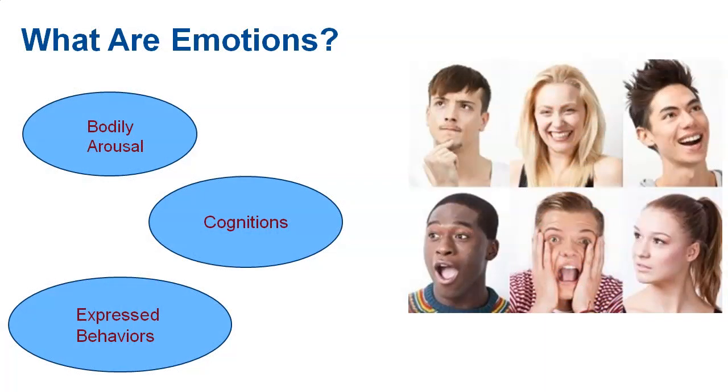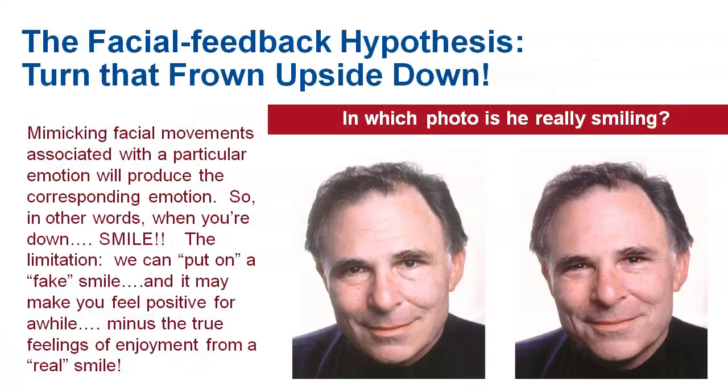You will need to know the 3 components of emotions, and so they are bodily arousal, cognitions, and expressed behavior. So those are the 3 components that make up our emotion. Then we have this idea of the facial feedback hypothesis, and essentially this is, fake it till you make it. If you mimic the facial expression, it makes you feel that emotion. So, even if you're not in a good mood, cracking a smile can actually make you feel a little happier. That is the facial feedback hypothesis.